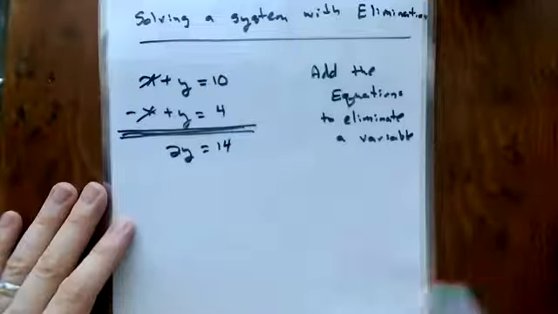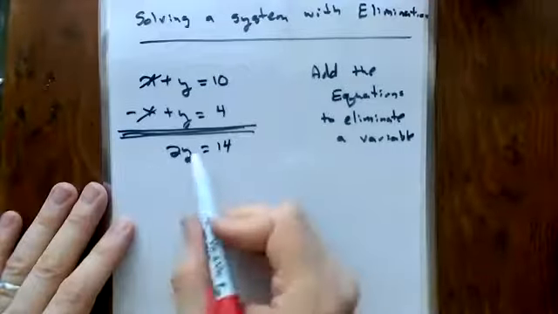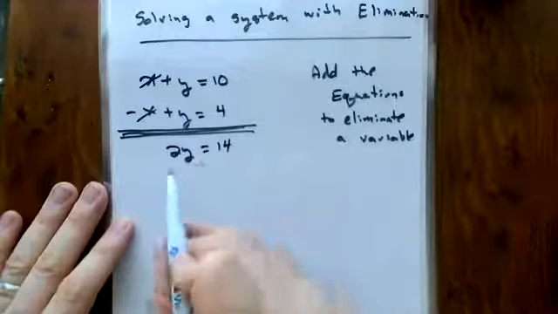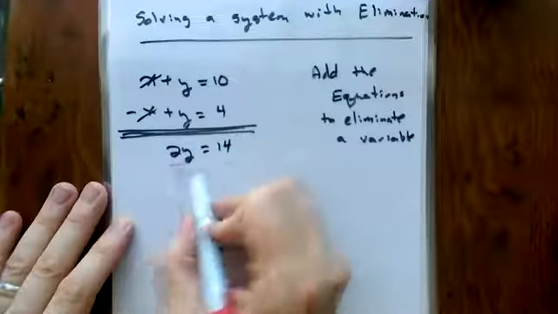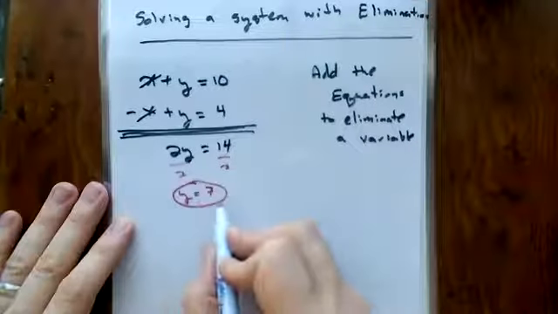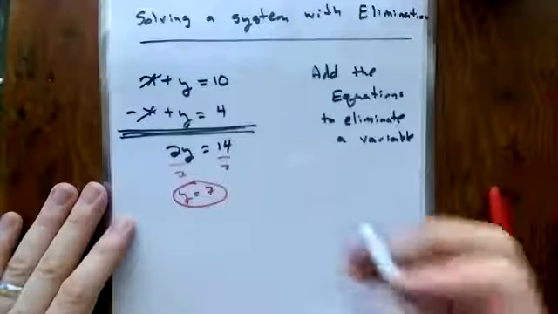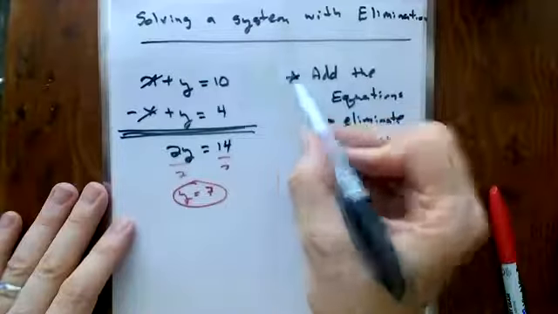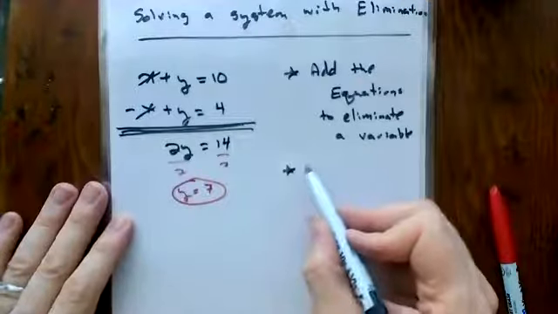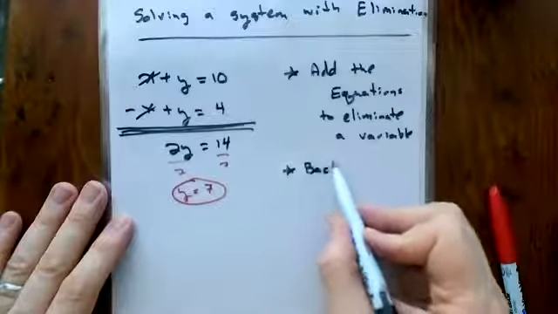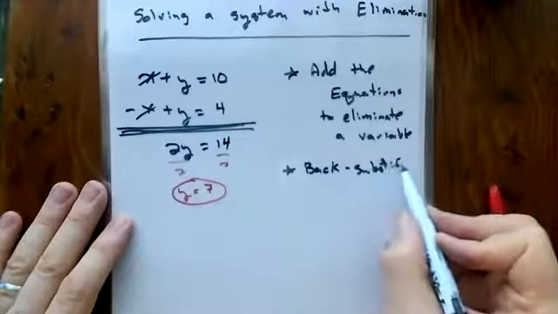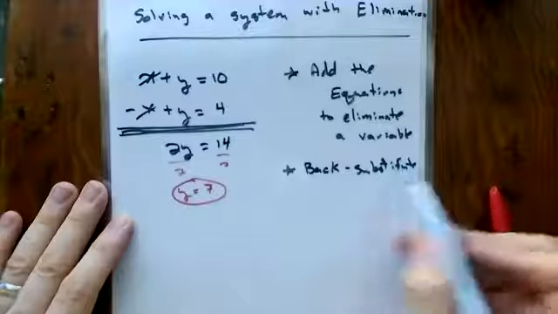So now I've actually eliminated one of my variables and I can solve this equation. I can solve something with one variable. So I'm going to divide both sides by 2, and I've got y is equal to 7. So I've got half of my solution right here. This is essentially our first step. The next thing that we're going to do is back substitute.